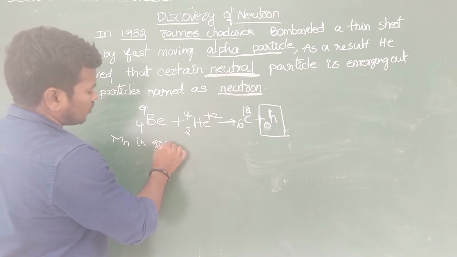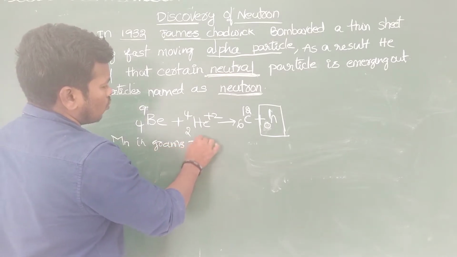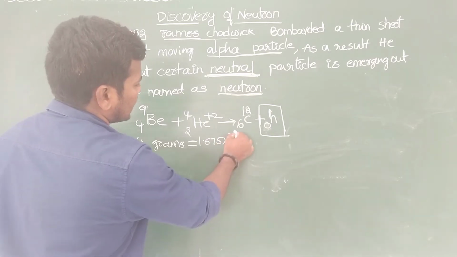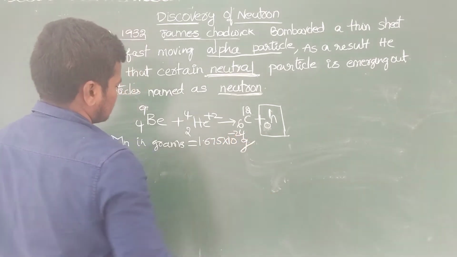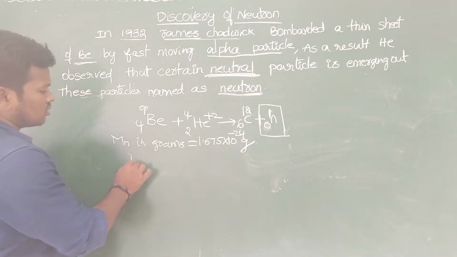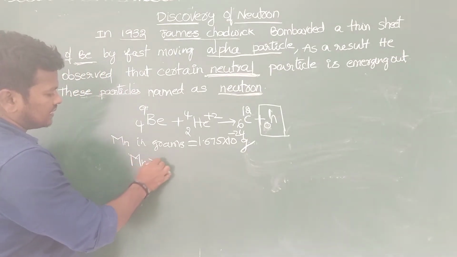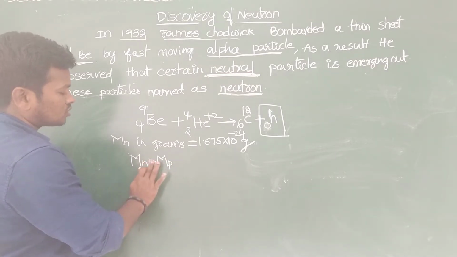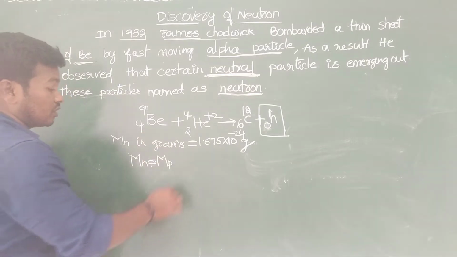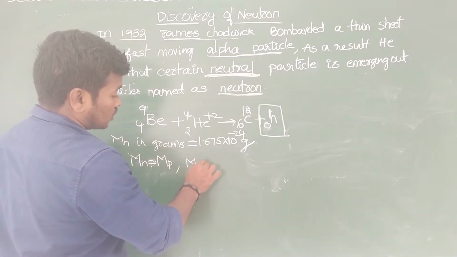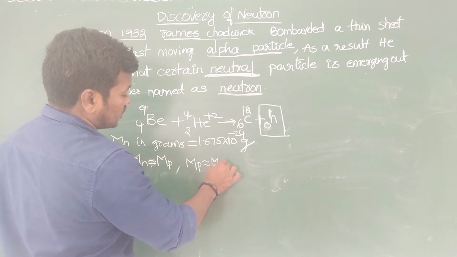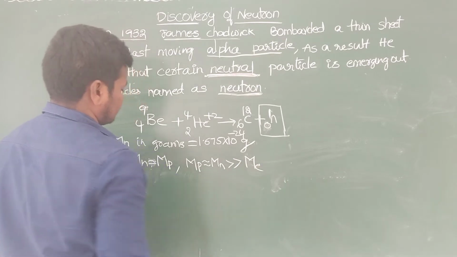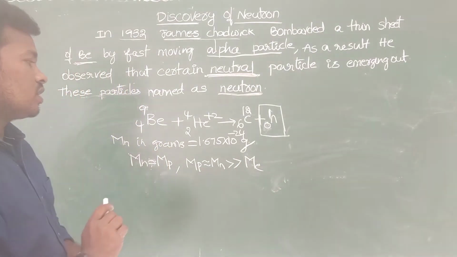Mass of the neutron in grams is 1.675 × 10^-24 grams. The mass of the neutron is slightly greater than the mass of the proton, otherwise you can say approximately equal. But the mass of the neutron is much greater than the mass of the electron. So we got the mass of the neutron in grams.